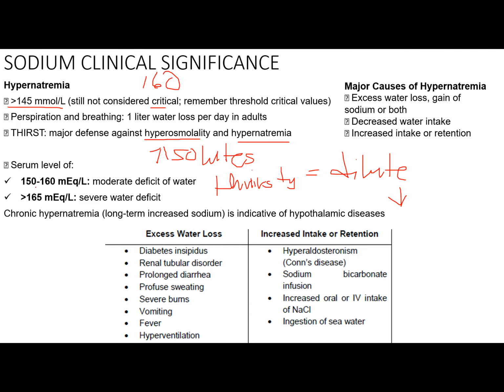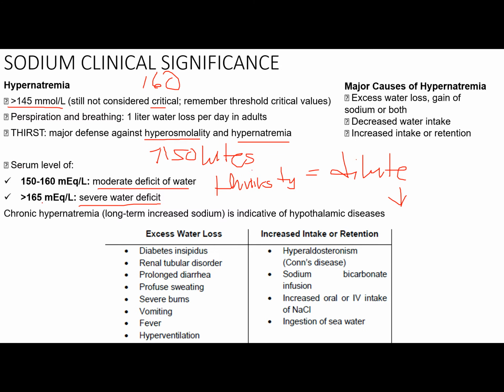Now, the serum level of 150 to 160 MEq per liter would indicate a moderate deficit of water. Greater than 165 MEq per liter would indicate a severe water deficit. So let's say class 3 araw ka nang hindi umiinom ng tubig, it is expected if for let's say 3 days you haven't drank any type of water, it is expected class that you would have an increased sodium level.